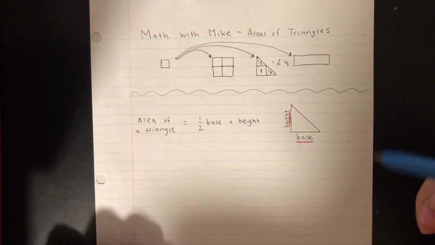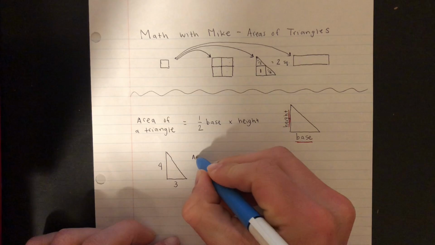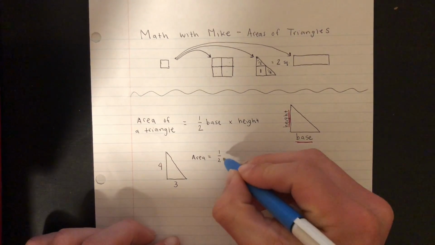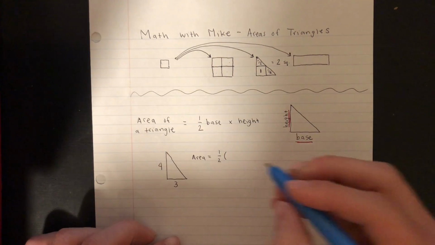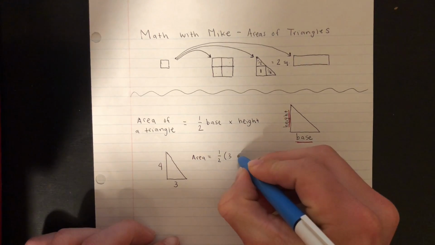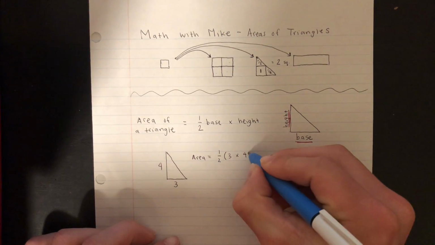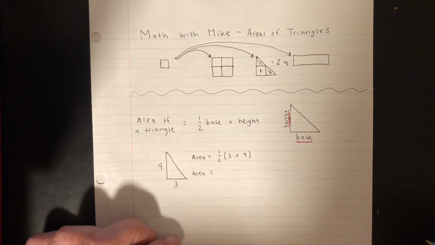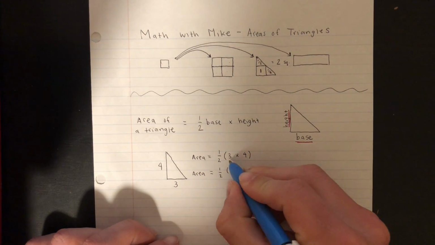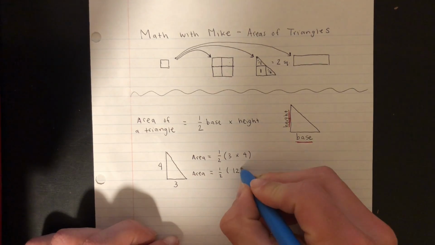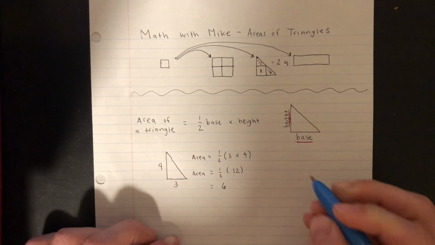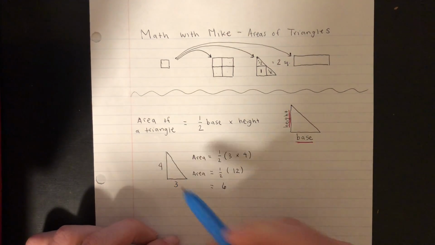Now, let's try one together. We can assume that the area of this triangle equals 1/2 times the base, 3, times the height, 4. Now, if you're following along, you would get 1/2 times 3 times 4 equals 12. 12 divided by 2 is 6. So the area of this triangle equals 6.